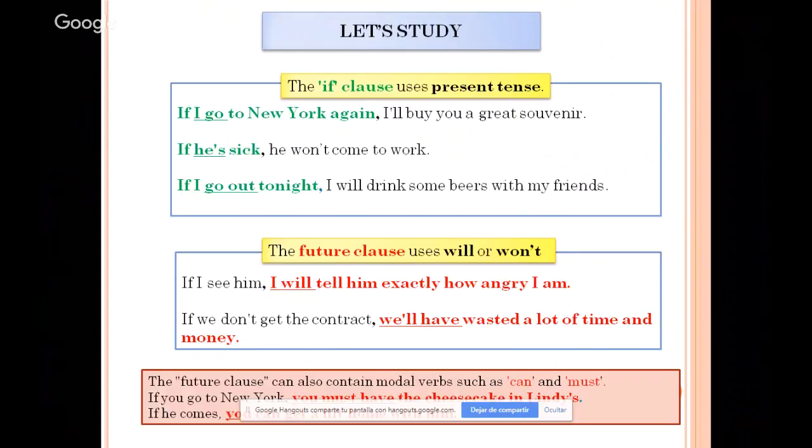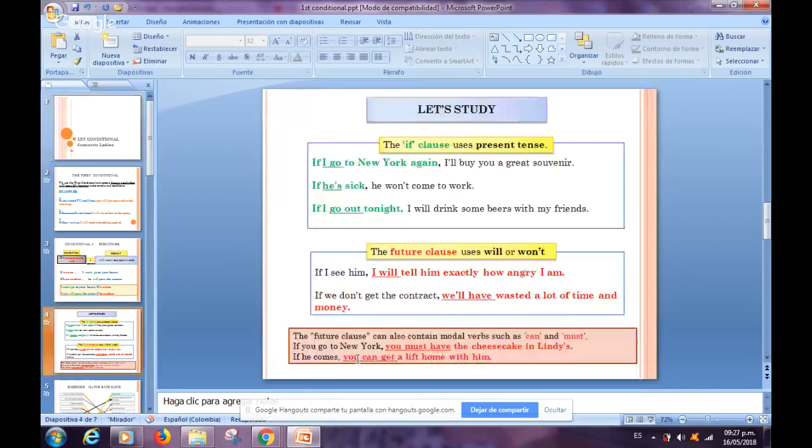If you go to New York, you must have the cheesecake in Lindy's. You must have. Debes probar. If he comes, you can get a lift home with him. So the can is being used in the result clause, right?